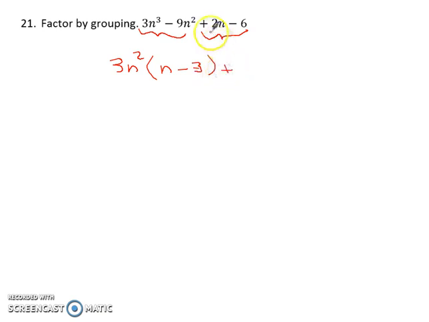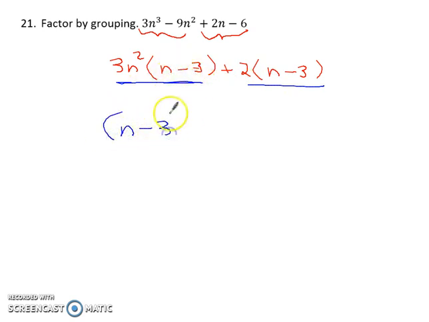Over here, we have a greatest common factor of 2 in both of these two terms, and we can factor that out to give us a 2 times n minus 3. So at this point, we have two groups that have the same factor of n minus 3 that we can factor out of both groups. So let's factor out the n minus 3 from both, and that leaves us with 3n squared plus 2 times n minus 3.